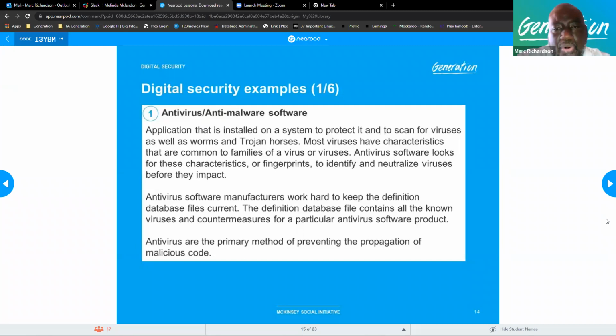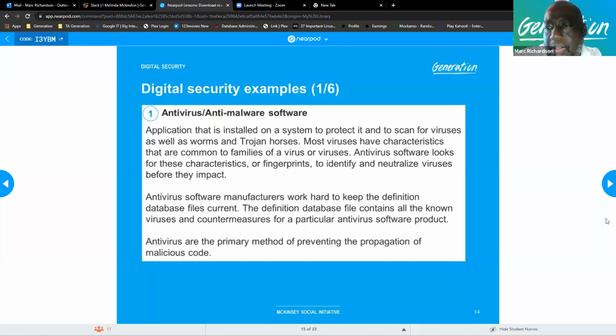Antivirus software manufacturers work hard to keep the definition database files current. The definition database file contains all of the known viruses and countermeasures for a particular antivirus software product. Antivirus are the primary method of preventing the propagation of malicious code.